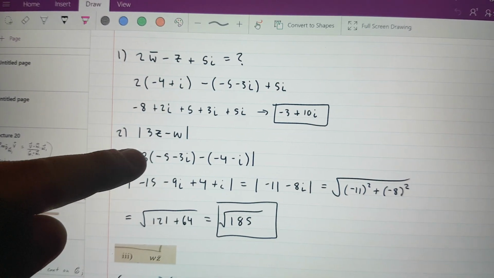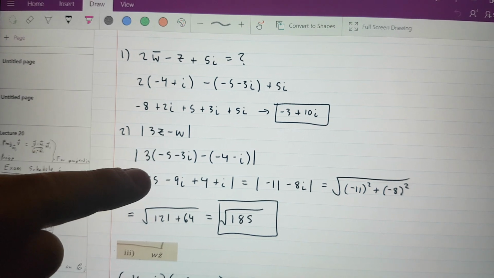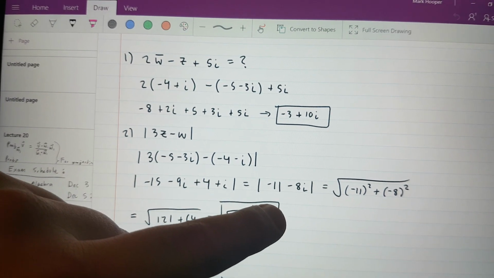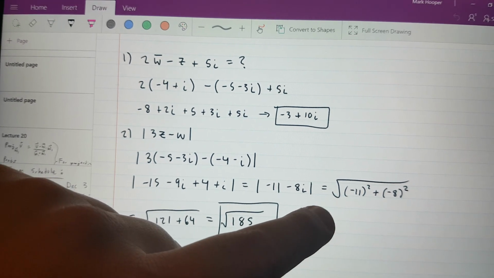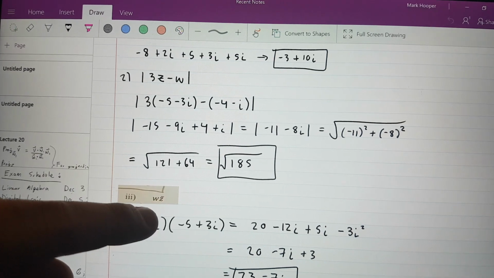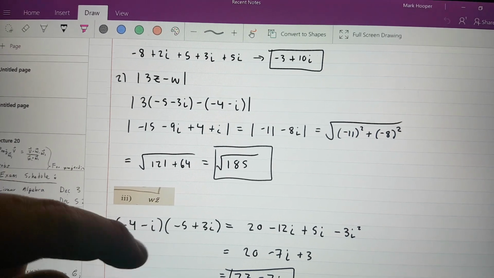The magnitude of 3z minus w, well, you just plug those guys in. And then once you get everything reduced down, you just take the magnitude of that, you square the components, and take the square root, and that'll form your answer. It's going to be a real number.